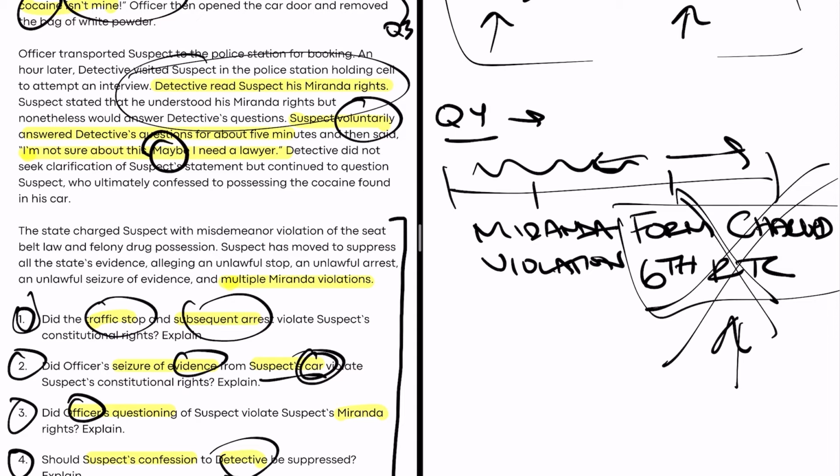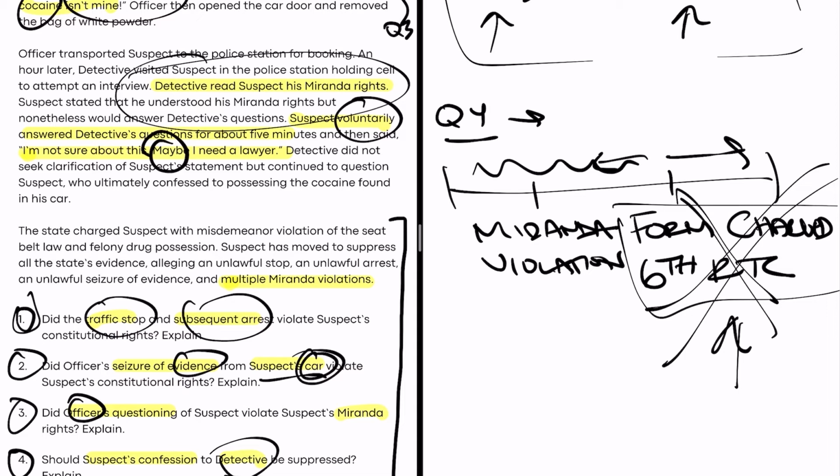The problem is the suspect does not affirmatively invoke his Fifth Amendment right to counsel when he says, "I'm not sure about this. Maybe I need a lawyer." That is not unambiguous, right? When somebody says, "Maybe I need a lawyer," that's not an affirmative invocation of their Fifth Amendment right to counsel. So at that point, the detective is free to continue questioning him. Right? Detective can say, "Oh, that's your call. I don't know if you need a lawyer. It's up to you, man," and continue questioning the suspect.